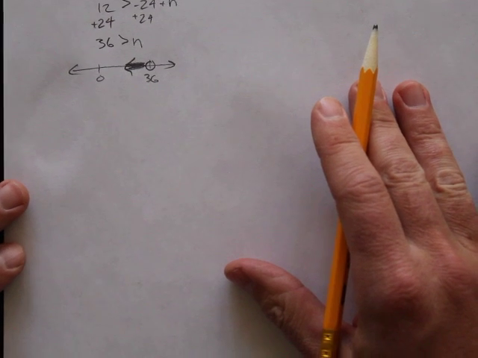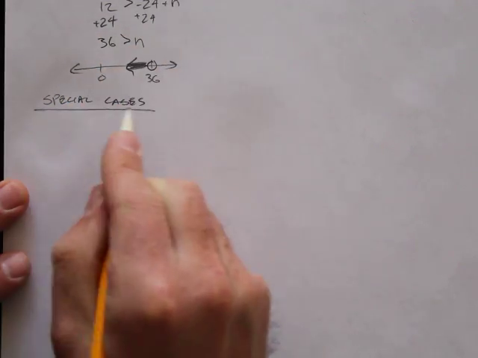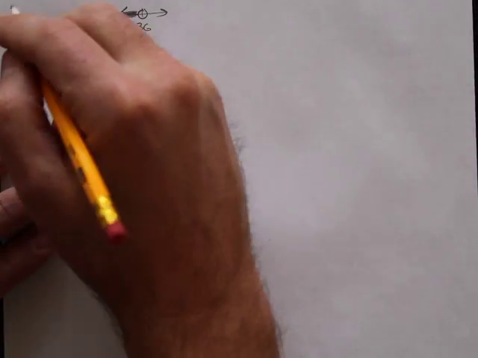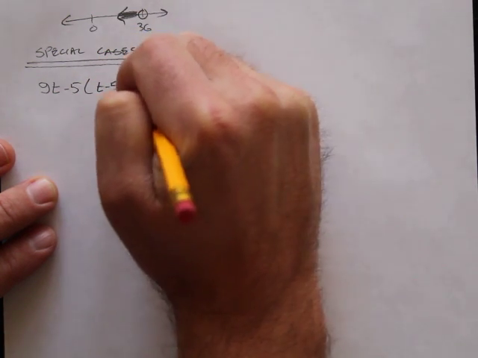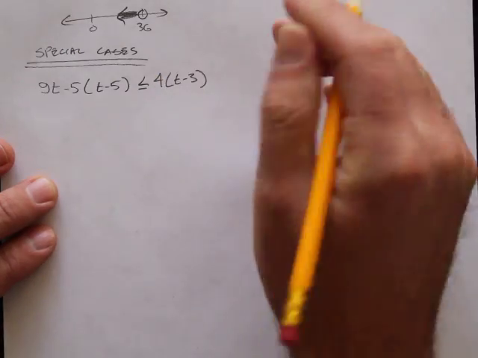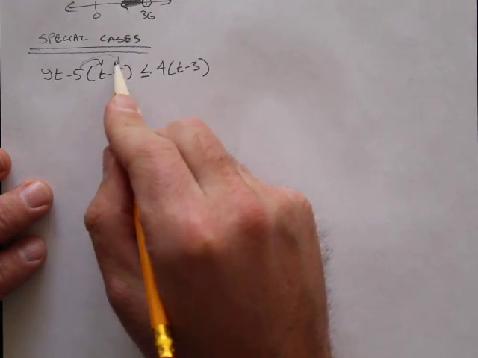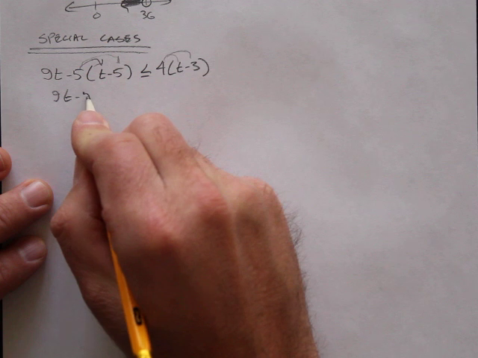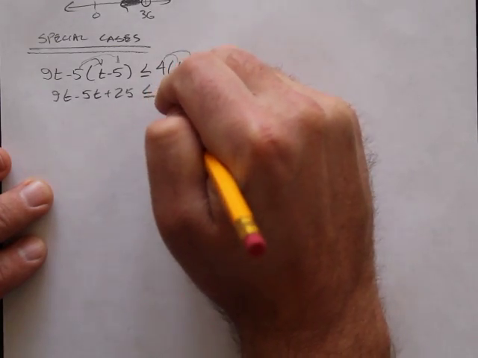Now we're going to do 2 special cases. We had some special cases with equations, and these are the same kind of special cases, but we're going to look at them in inequalities. So I've got 9t minus 5 times t minus 5 is less than or equal to 4 times t minus 3. Let's just solve this and see what we end up with. I'm going to distribute this negative 5 in here, and distribute this 4 over here on the other side too. 9t minus 5t, negative 5 times negative 5 is positive 25, is less than or equal to 4t minus 12.